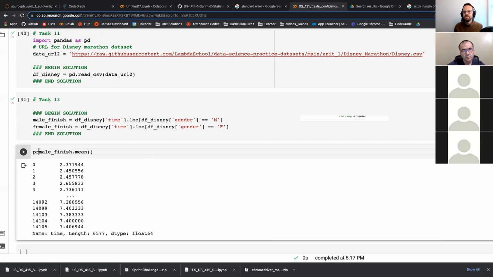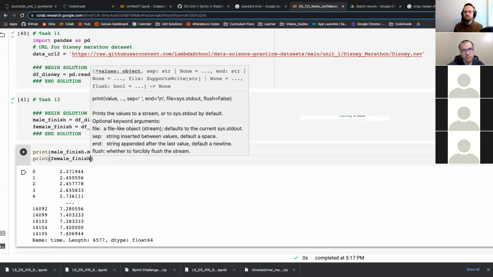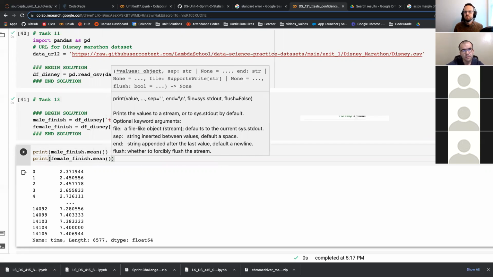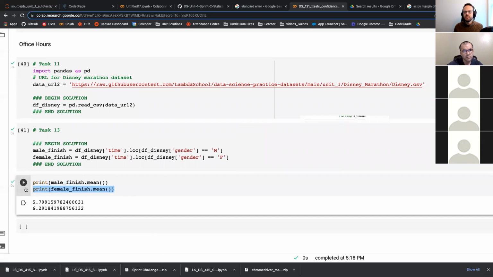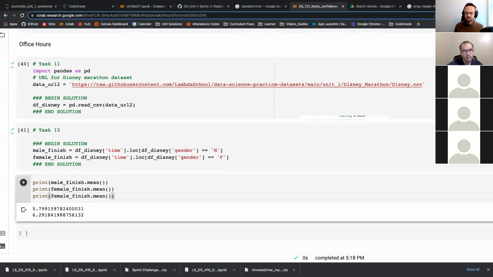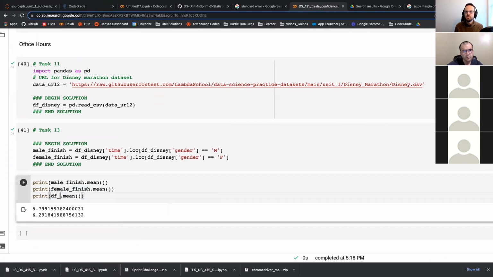So if you calculate the average time for male and female, just going to take a look at both values. Let's create one for the full set of runners. Yeah. Disney. Their racing time. Full group.